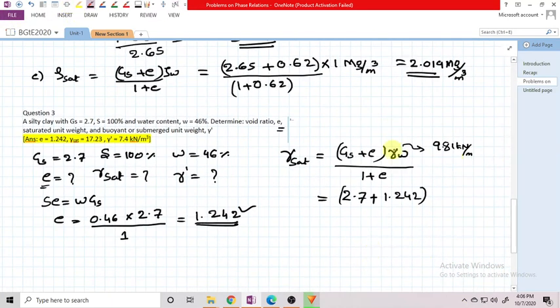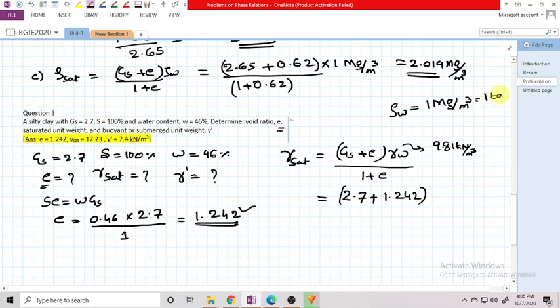Okay, so unit weight of water is equal to 9.81 kilonewton per meter cube. In the previous problems, instead of unit weight I wrote density of water. Please see the difference between density of water and unit weight of water. Density of water is 1 megagram per meter cube, which is nothing but 1 ton per meter cube, or 1 gram per cc.